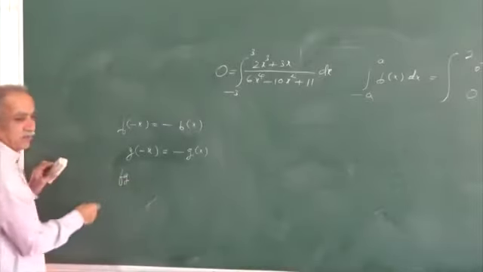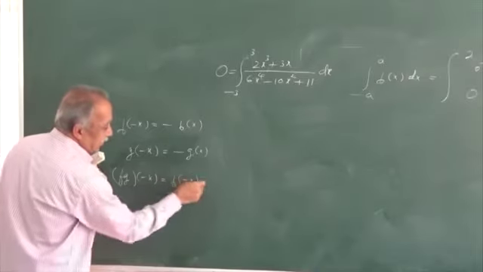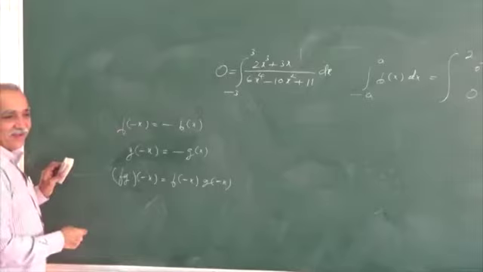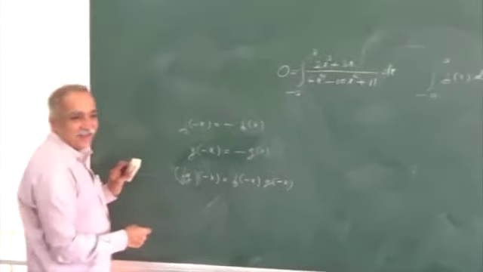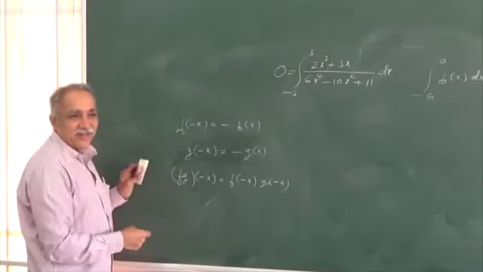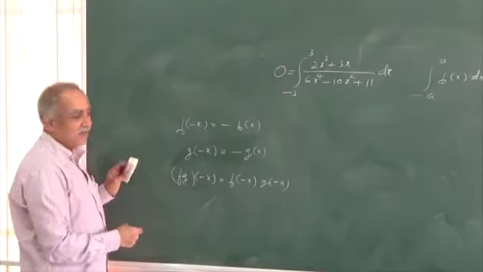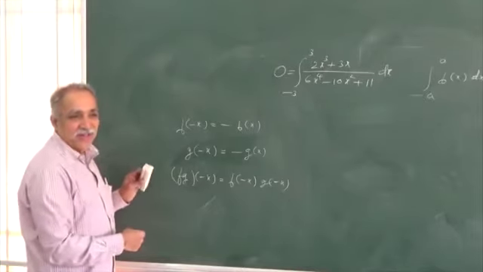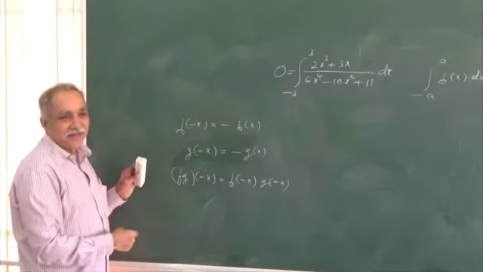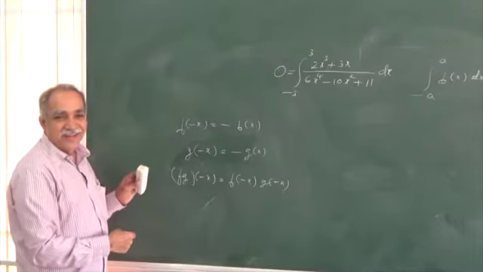What can you say about fg? Fg of minus x. F of minus x into g of minus x. Even. Odd into odd is even. Odd into even is odd. Even into odd is? Even into even is? Even plus even is? Even plus odd is? Neither. Neither. Odd plus odd is? Odd.